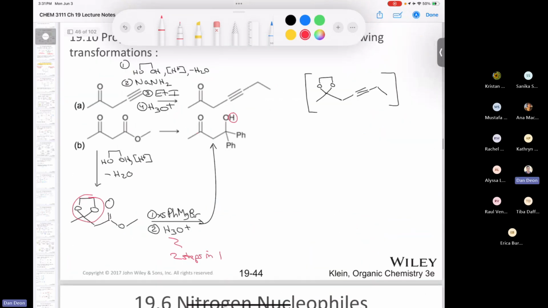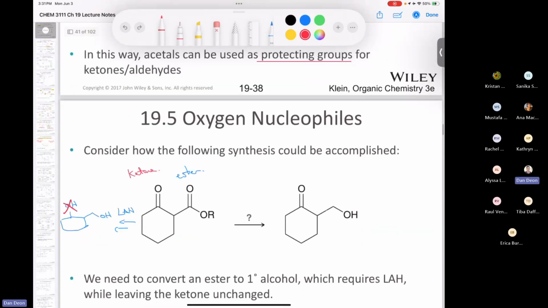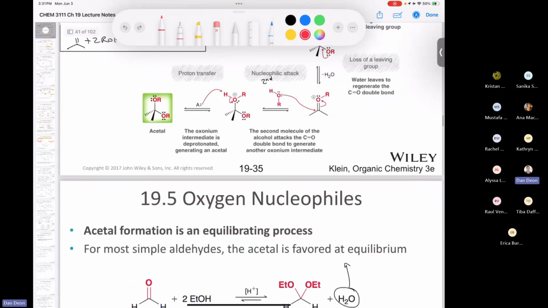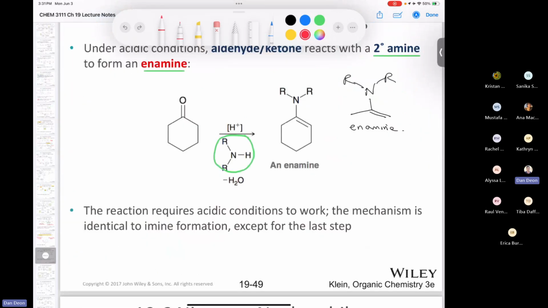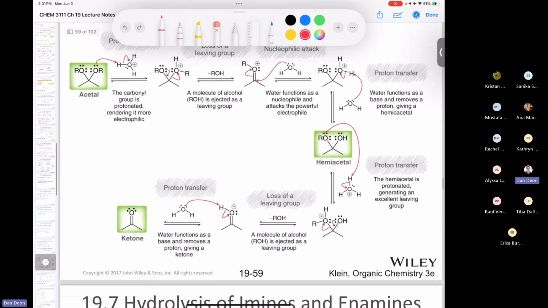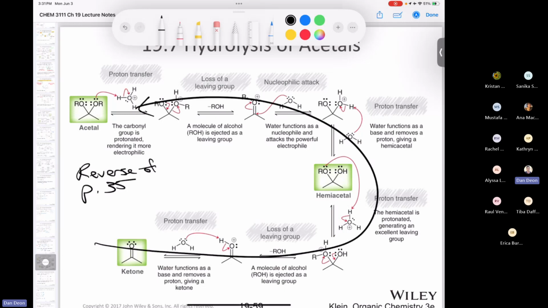No, keep going. 59, and, well, I guess that's it there, but go all the way back here. Where was it? So 59, it's the same one as on page 35. Okay, it's the exact same mechanism. So we'll say here, reverse of page 35. It's the exact same mechanism, just all the arrows are drawn backwards. That's all. You can follow it, try it. It'll be the exact same thing.